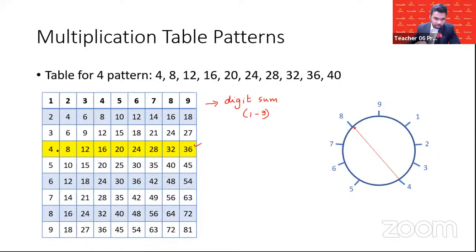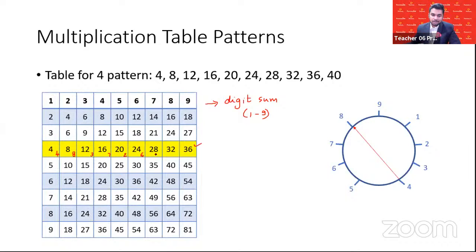So let us find the digit sum of all numbers falling in this particular row of 4. Digit sum of 4 is 4 because it's a single digit number. Digit sum of 8 is 8. Digit sum of 12 is 3. Digit sum of 16 is 1 plus 6, 7. Of 20 it is 2 plus 0, 2. 24 it is 2 plus 4, 6. Here we'll have a difficulty. It is 2 plus 8. 2 plus 8 is 10.